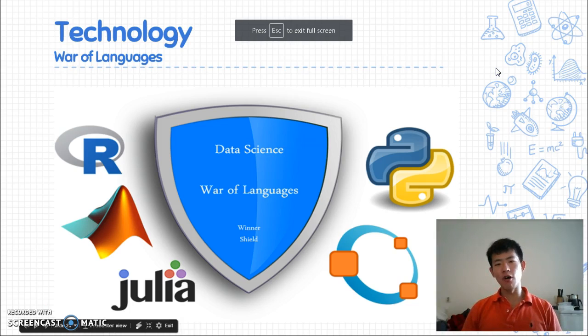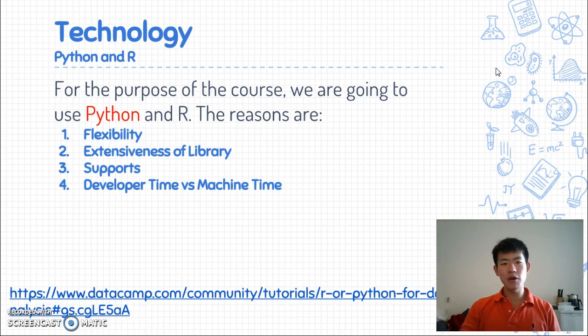So there is a war of languages, which talks about different kinds of languages. And why we use Python and R is because of these reasons. Python and R actually save developer time, but at the cost of machine time, because that is a very high level structure over machine language. But arguably, developer time is more useful. Your time is more useful because your machine can still run really fast anyway.